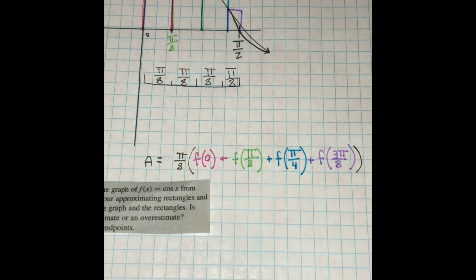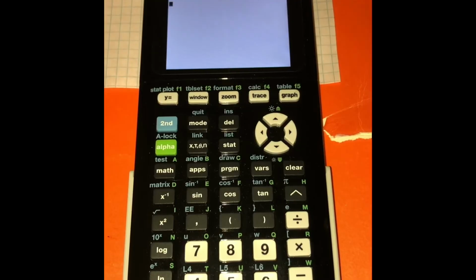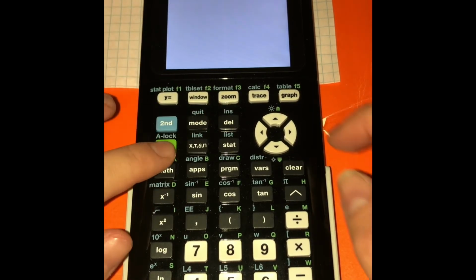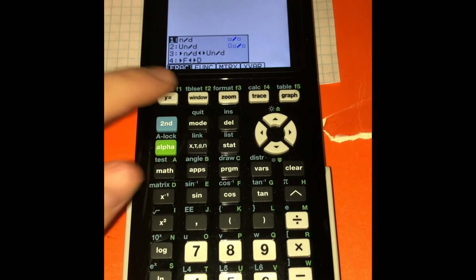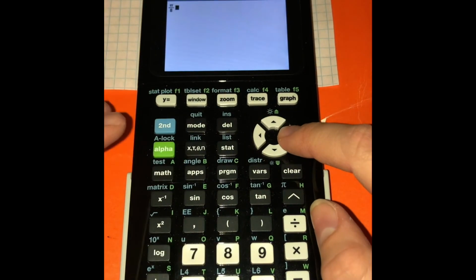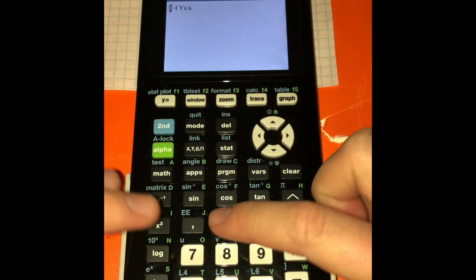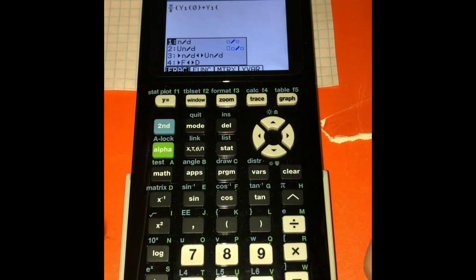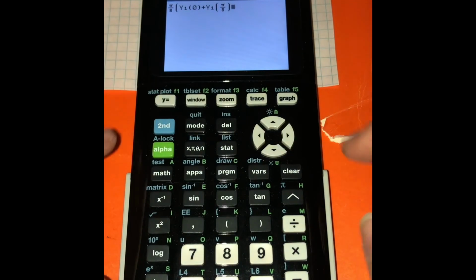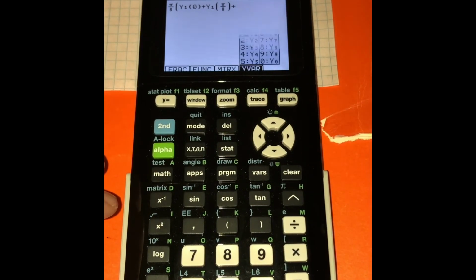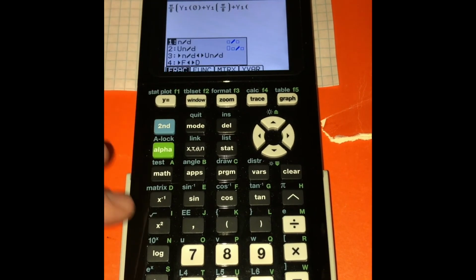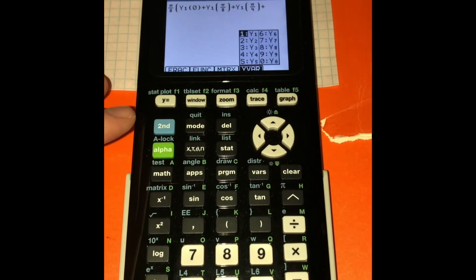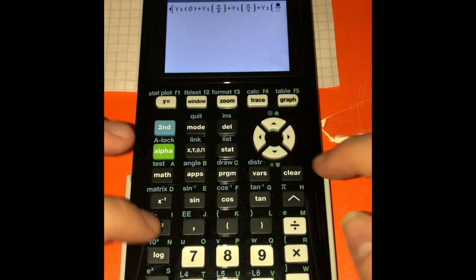We will plug this equation into our calculators using the same procedure as before. First, open your y equals menu and make sure cosine of x is listed as your y1 value. Now you'll be able to enter your area equation into the calculator, starting with pi over 8 multiplied by alpha of 4 y1 of 0 plus alpha of 4 y1 of pi over 8 plus alpha of 4 y1 of pi over 4 plus y1 of 3 pi over 8.